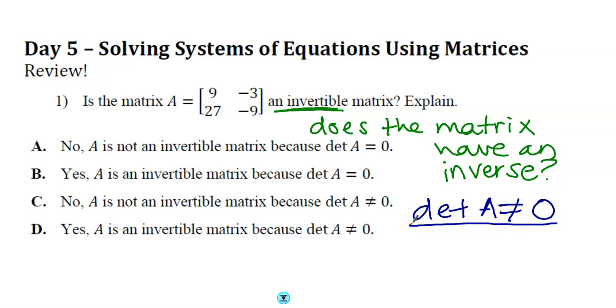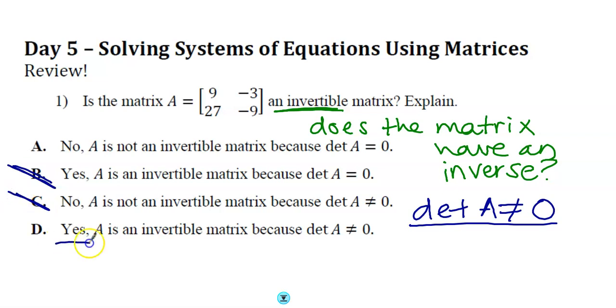So what are your options? No, A is not invertible because the determinant of A equals 0. Yes, A is invertible because determinant. So it cannot be B because that doesn't make any sense. And no, A is not an invertible matrix because the determinant of A equals 0. So it has to be either A or D.